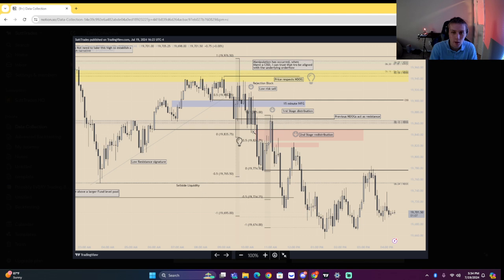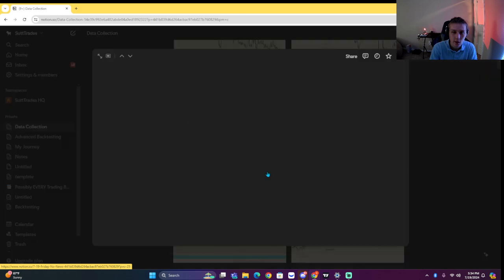And here I'm noting this 5-minute imbalance right there gets reclaimed, and then we have a 5-minute SIBI right there, and we end up selling off there. So a pretty nice sell model there.